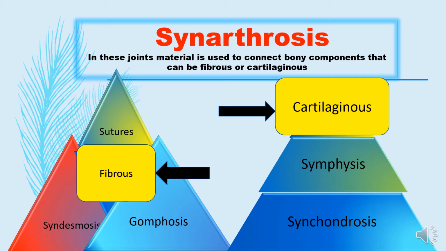Let's see what is synarthrosis. In these joints, material is used to connect bony components that can be fibrous or that can be cartilaginous. That is how the name has been given to them. Fibrous joints are further classified into 3 joints, that is suture joint, gomphosis and syndesmosis. And cartilaginous joints are further classified into symphysis and synchondrosis.